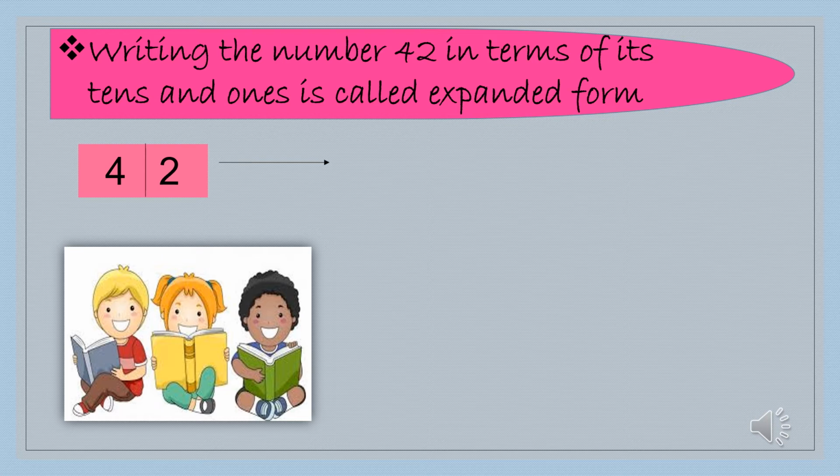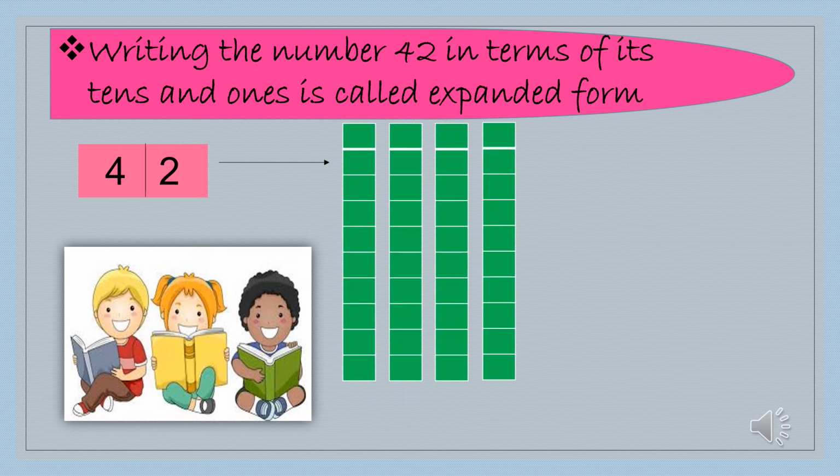So for tens we are going to use rectangular strips, and for ones we will use square boxes. Okay, so here we can see that number 42 has 4 tens. So how many rectangular strips will be used? Yes, 4 rectangular strips will be used. And there are 2 ones in it. 2 square boxes will be used for representing 2 ones.